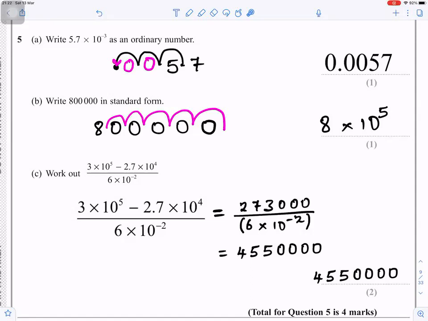Work out part C. 3 times 10 to the 5 minus 2.7 times 10 to the 4 divided by 6 times 10 to the minus 2. Because you are allowed a calculator, you do the numerator first. So 3 times 10 to the 5 minus 2.7 times 10 to the 4, that gives you 273,000. And when you divide by the denominator, make sure you put this denominator in brackets so that it would give you this answer, 455,000. So it's 4,550,000.